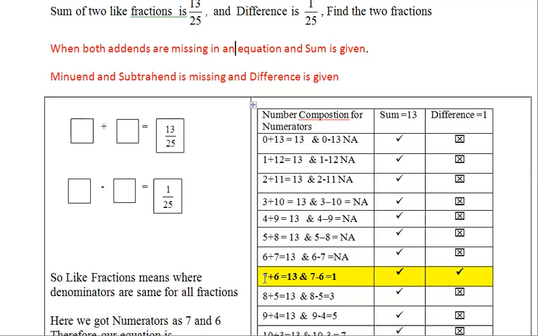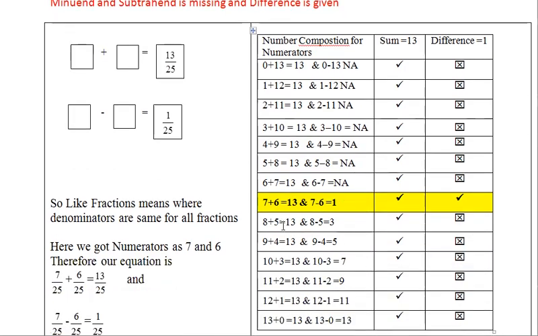Here we finally got the answer. 7 plus 6 is equal to 13. Yes, the condition is true. And 7 minus 6 is equal to 1. The rest of the conditions, like 8 plus 5 and 8 minus 5, are not meeting our requirement. So we will not go further. I have written all these options, but there is no use of going further. Our condition has been met.